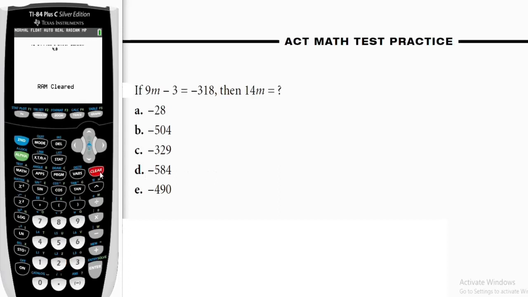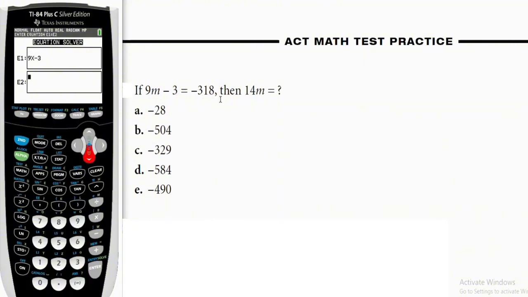Now guys, in this question we're going to replace m with x in the calculator. So let's make use of the equation solver to do this. You press the apps button, you scroll up, this is solver, press enter. So we have 9m minus 3. We're going to replace m with x, so it's going to be 9x minus 3 equals minus 318. So come down to e2.